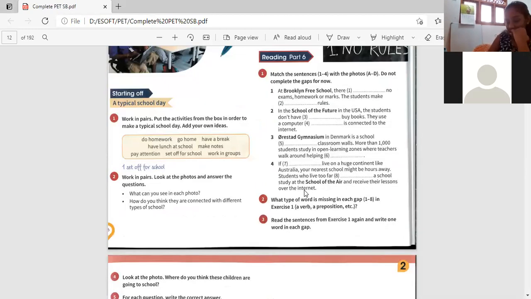Now tell me, what type of word is missing in each gap? Is it a verb? Is it a preposition or anything else? At Brooklyn Free School, there are. So what is it? A verb. There are no exams, homework or marks. The students make the rules. Make the rules, yes. Or you can say their rules as well. In the school of the future in the USA, the students don't have to buy books. They use a computer. Very good, Demit. Which is connected to the internet.